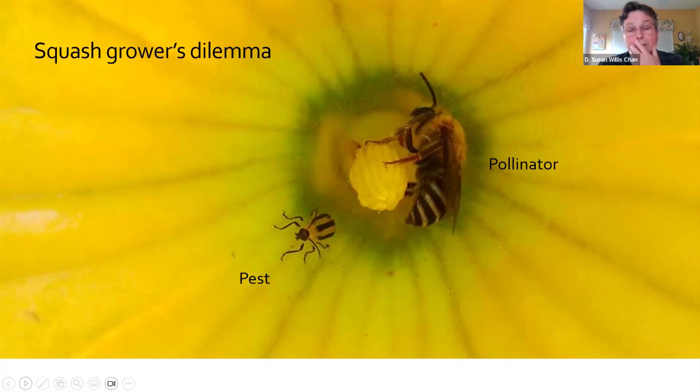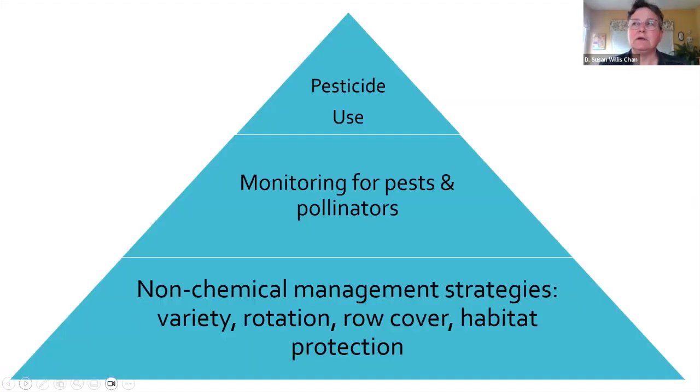I would suggest that the best way to address this dilemma is to use IPM strategies. I presented an IPM pyramid here. It's no good to say that you're involved in IPM strategies if you start at the top of the pyramid. You have to start at the bottom of the pyramid. Long before you apply any pesticides, you have to use non-chemical management strategies.